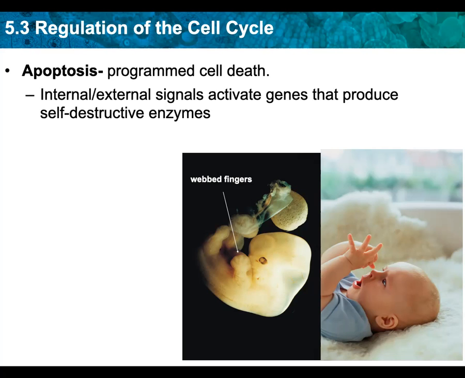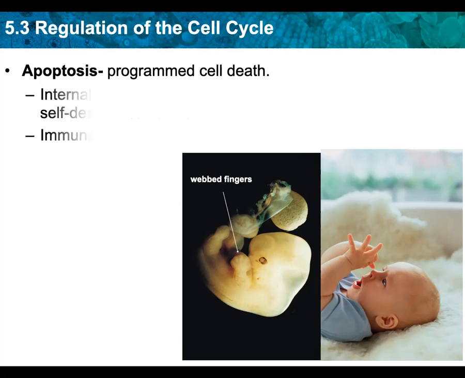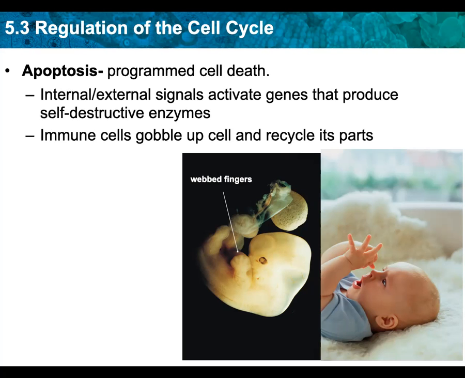So there are internal or external signals that activate genes that produce enzymes that destroy the cell. And so the body recognizes that there are certain times when cells need to go away. And usually it's for growth and development, and usually when the baby is in the womb.